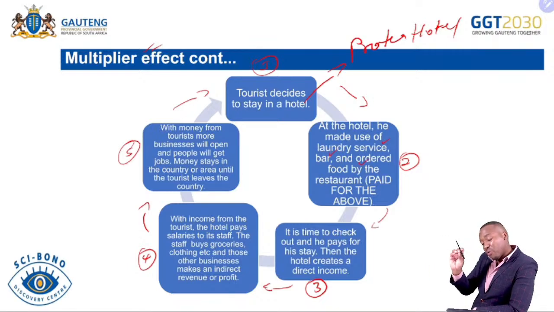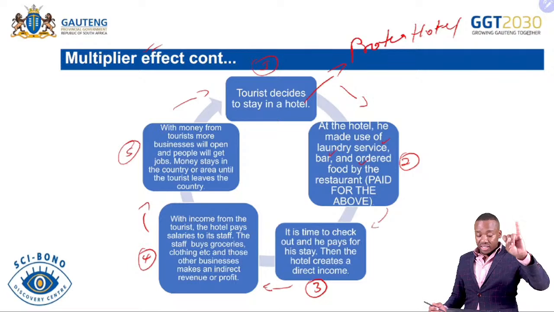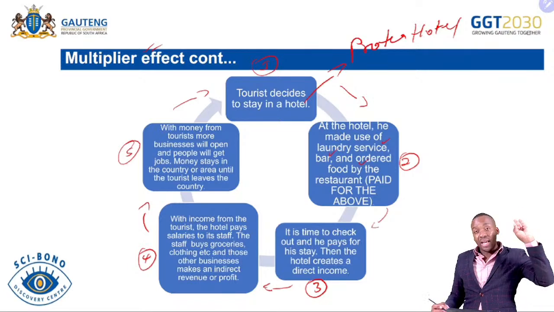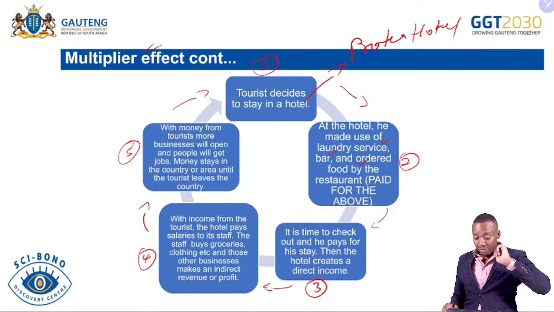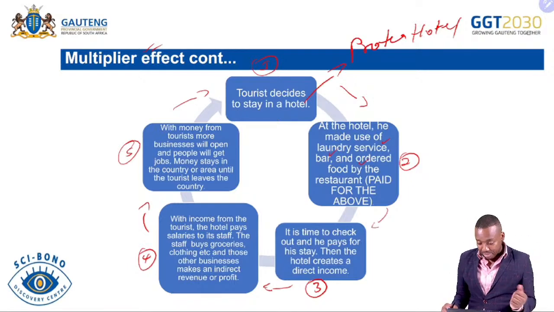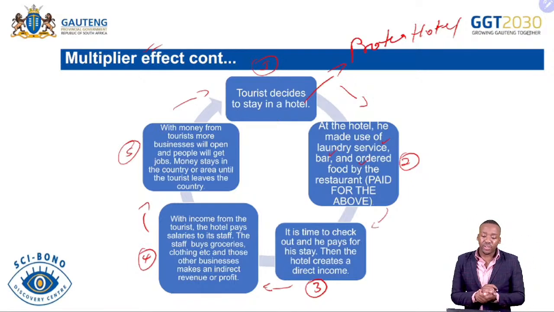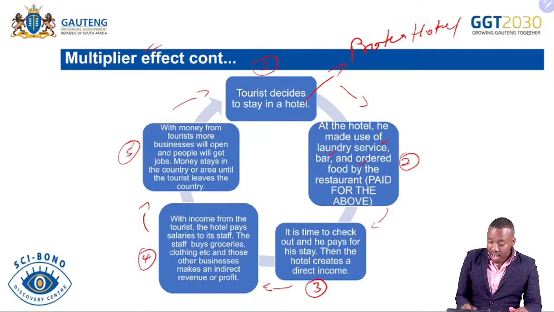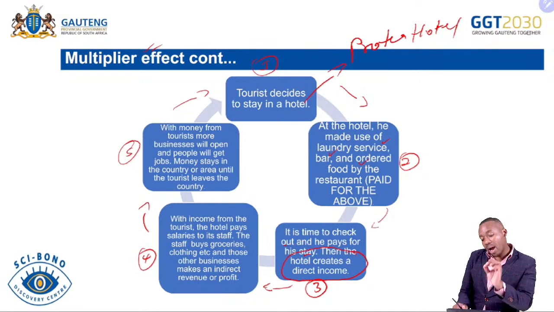This is the chain of the multiplier effect. Number 1, the tourist decides to stay in a hotel. Then at the hotel, he decides to make use of laundry services that is not for free, meaning money is being spent. From there, he wants to drink something, he goes to the bar, he pays. From there, he wants to eat, he goes to the local restaurant, he eats. Then they are paying again. The tourist decides to stay for 3 nights or 4 days and so on. Then it is time to check out. What must he do during checkout? He pays for his stay. Then what does this do? It brings an income, a direct income for the hotel.